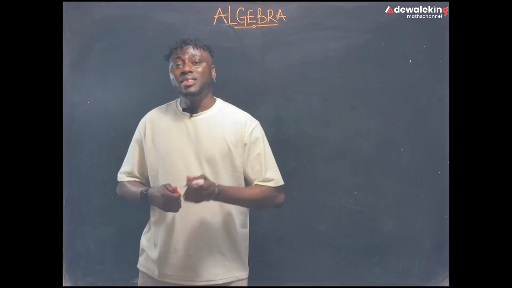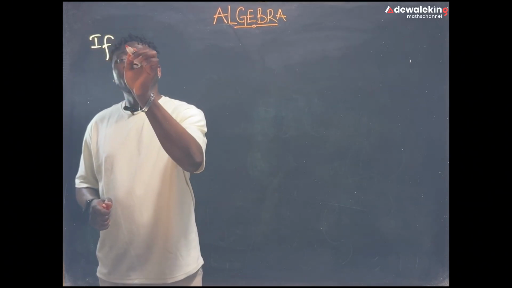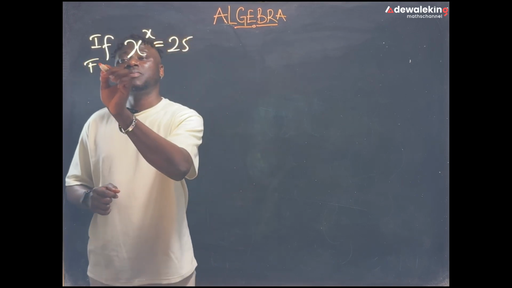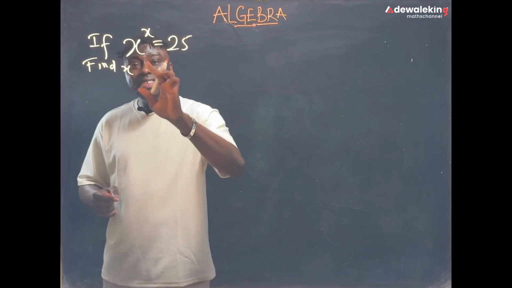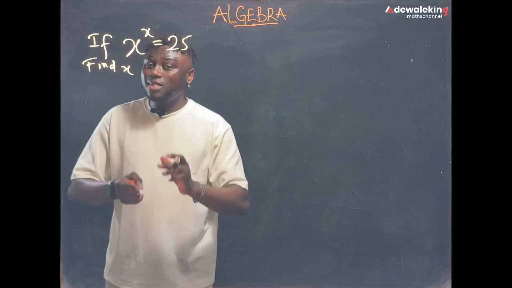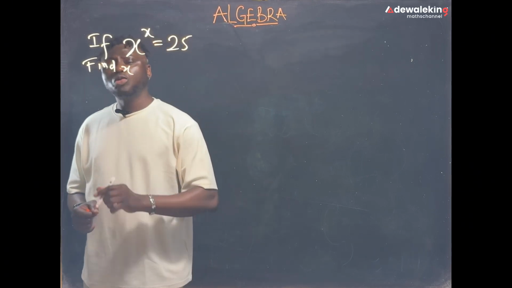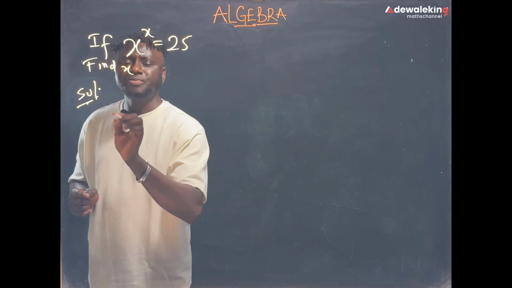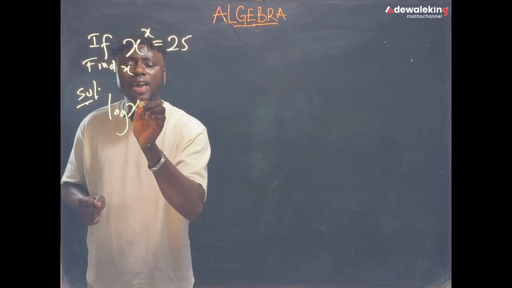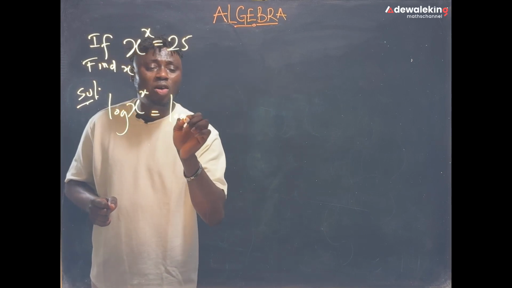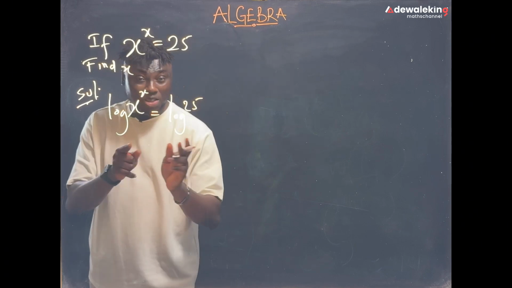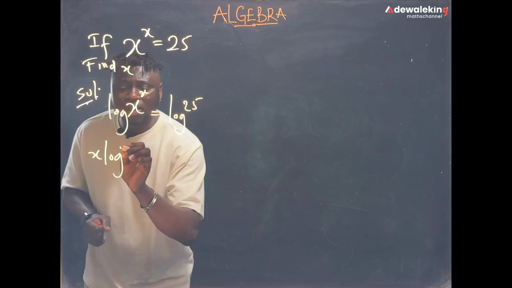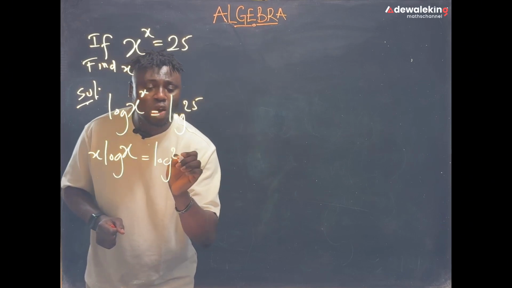Let's take, for instance, x raised to power x is equal to 25 and we are asked to find x. Note that this x and this x is not the same. This is an exponential equation. So to find x, we are going to introduce logarithm and we say solution. We say log x raised to power x is equal to log 25, taking logarithm of both sides. So this x will come down as x log x is equal to log 25.